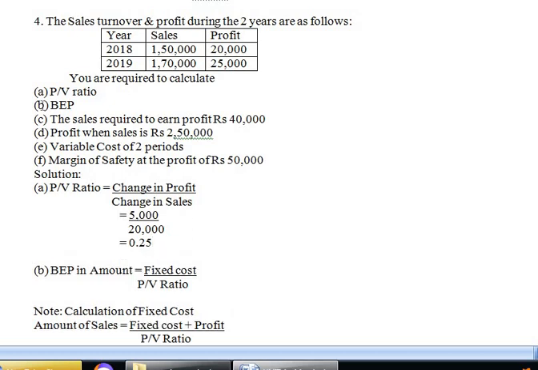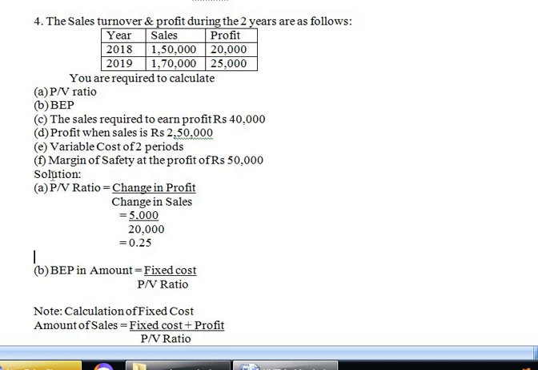We are not applying the same formula in each and every problem because the information given in each problem will be different. In the previous problem they had given the sales value, the variable cost value and the fixed cost, so we applied that formula. Now in this problem they haven't given us the variable cost, so we have applied change in profit divided by change in sales. So the PV ratio is 0.25.